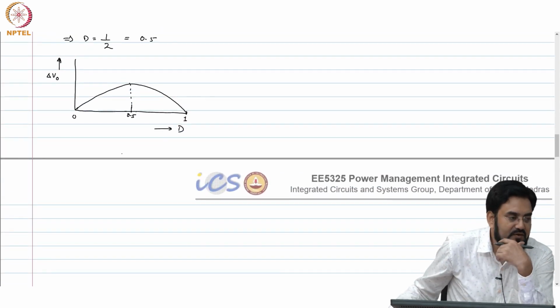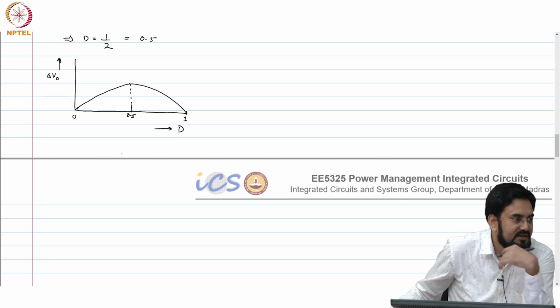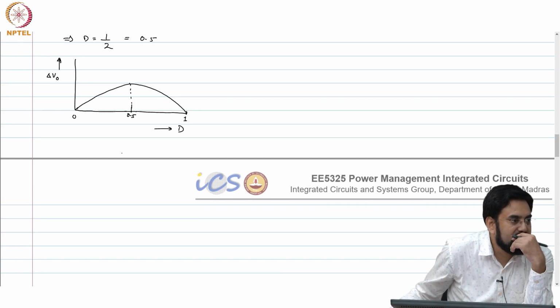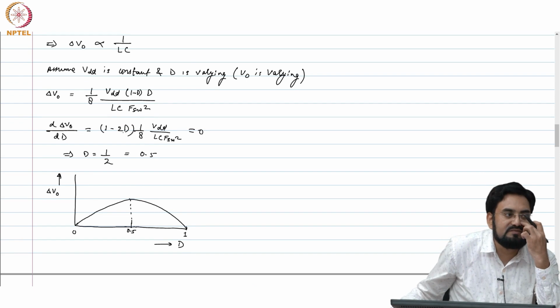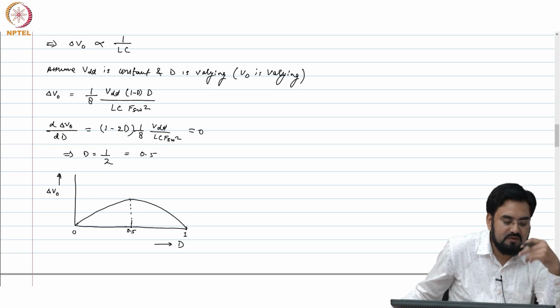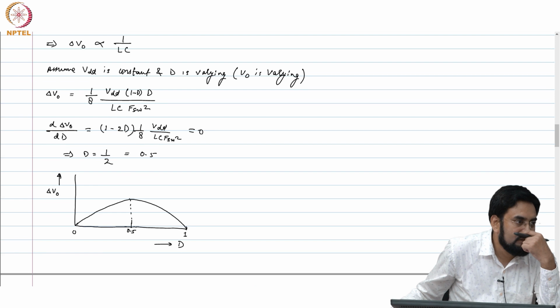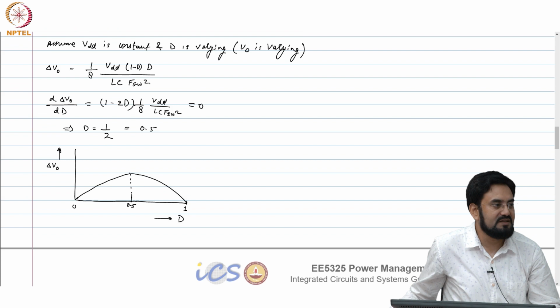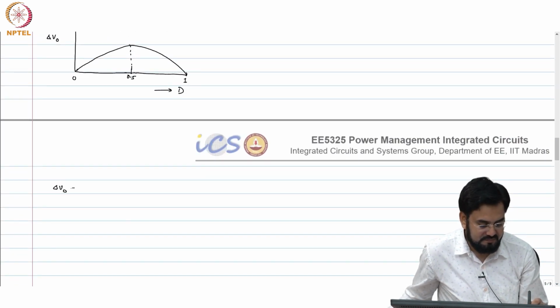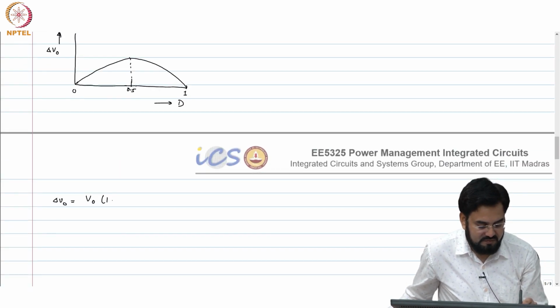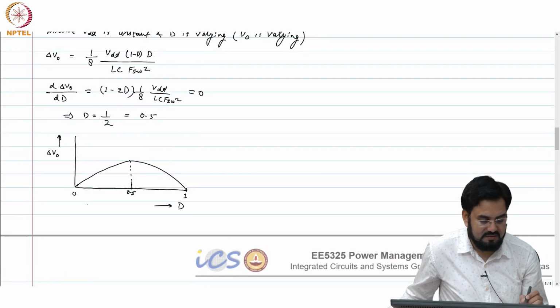What happens if V out is constant and V in is changing? In that case also your duty cycle is changing. So, what would happen? Can we write this function in terms of V out? You can write it. VDD into D is nothing but V out.